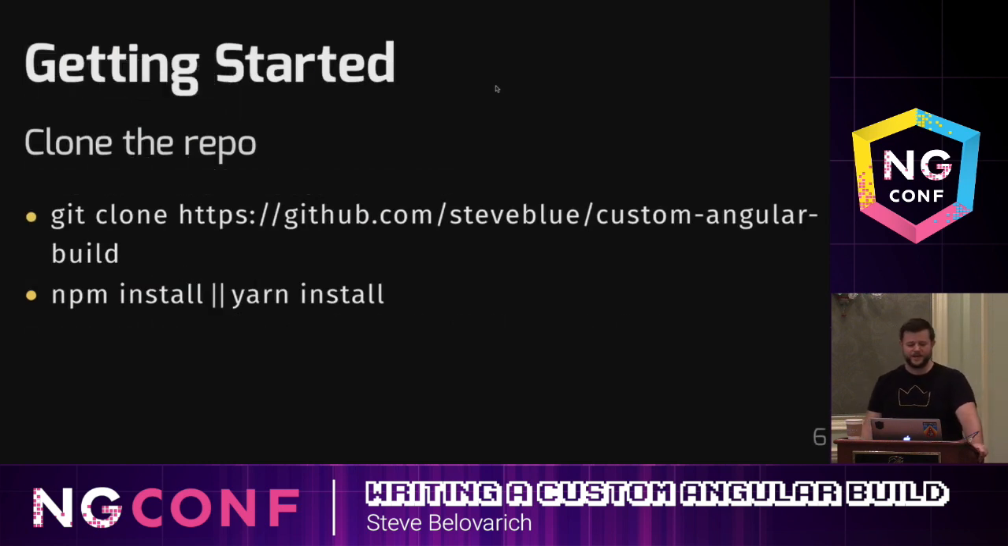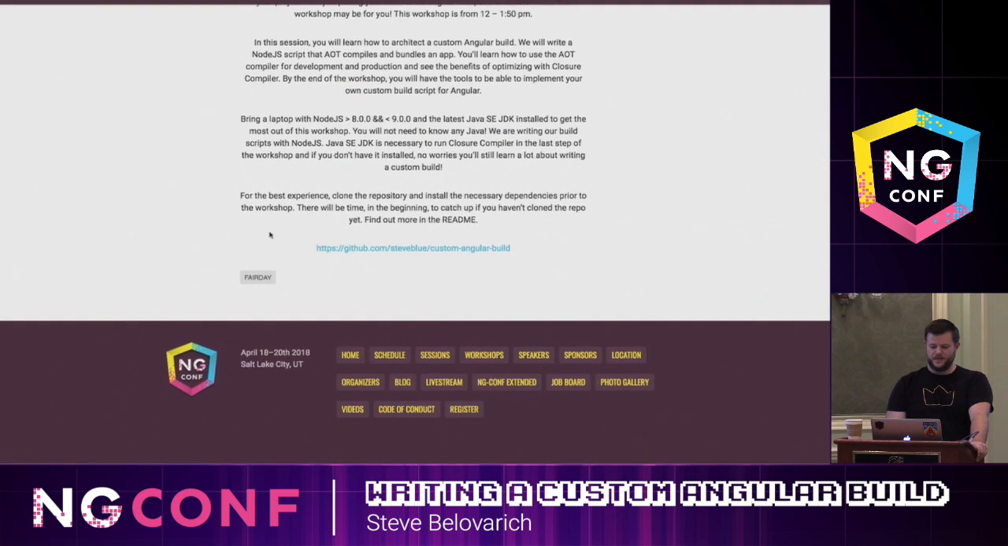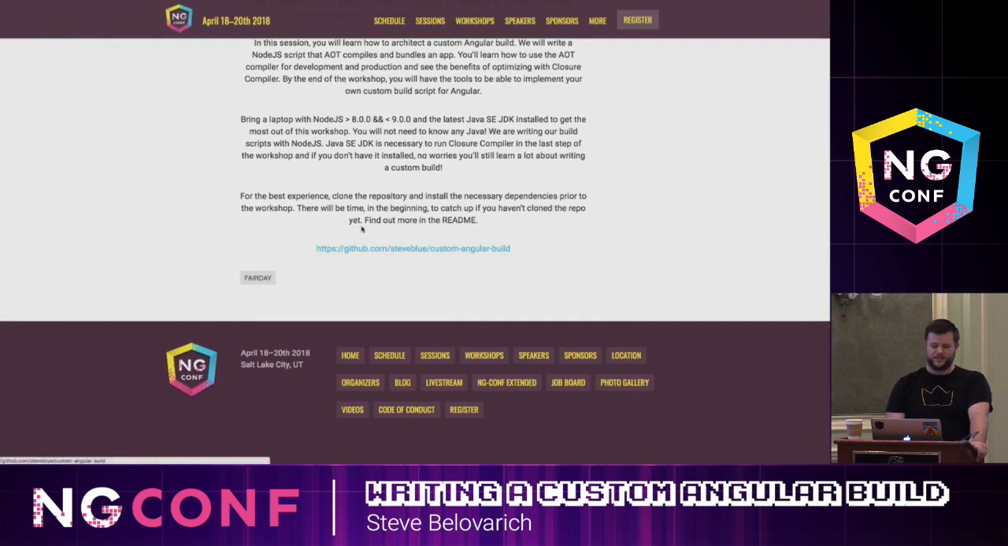So getting started. If you haven't already, clone the repository. It is available at github.com/steveblue/custom-angular-build. I'll leave this up for a moment just to give everybody the chance to copy this, but it is also available here on the ng-conf page. There's a link to the GitHub repo.